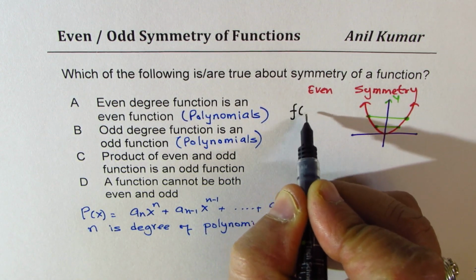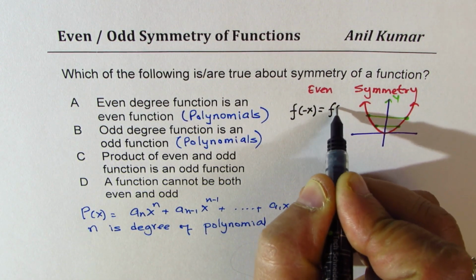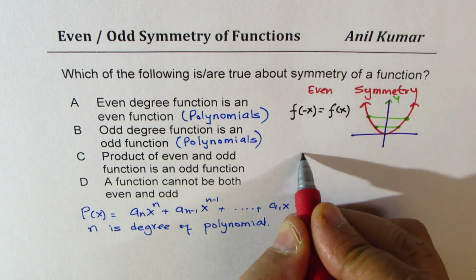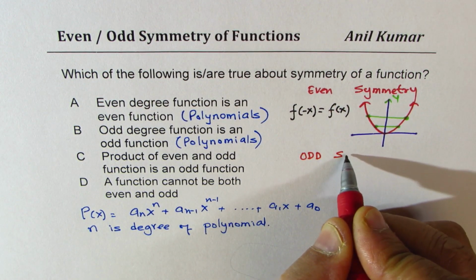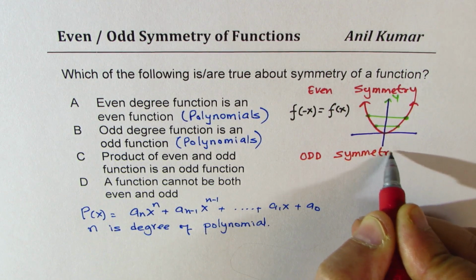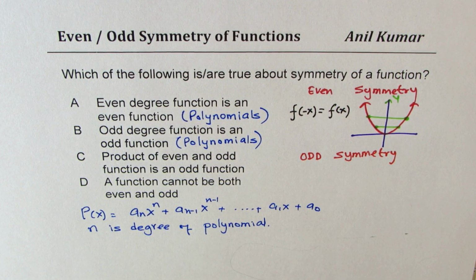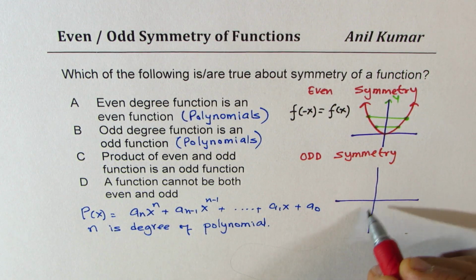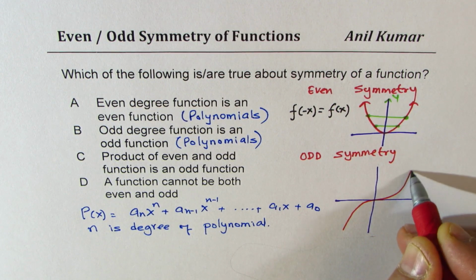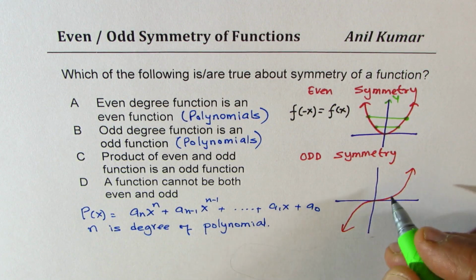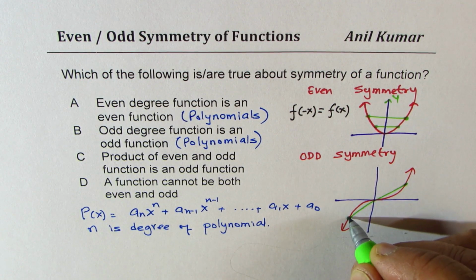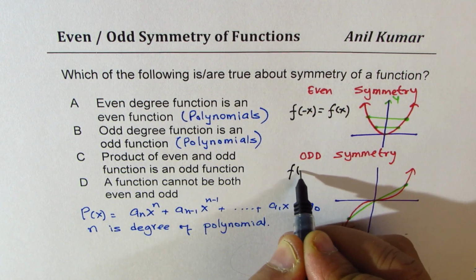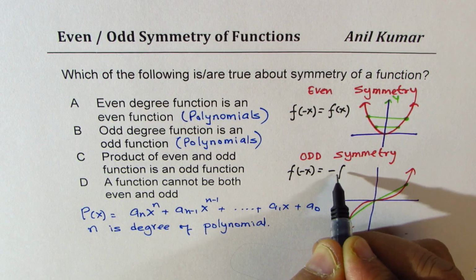Algebraically, you can say whenever f of minus x equals f of x, the function has even symmetry, right? Now what is odd symmetry? Odd symmetry is when a function is symmetric about the origin, right? So kind of function like this. Now a cubic function, for example, is symmetric about the origin. That is odd symmetry. Algebraically, we could write f of minus x equals negative of f of x.